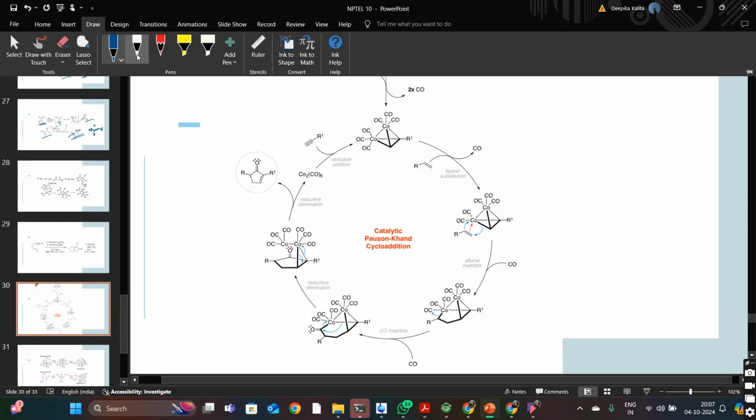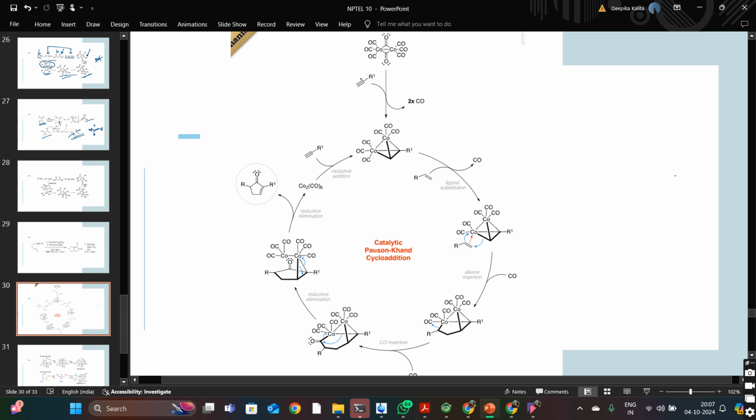So the reaction starts with the insertion of the alkyne with elimination of two equivalents of carbon monoxide to give us this metallacycle. And then alkene gets added to the metallacycle to give us ligand substitution with the elimination of another molecule of carbon monoxide. And after the alkene insertion, we are going to get an intermediate of this type.